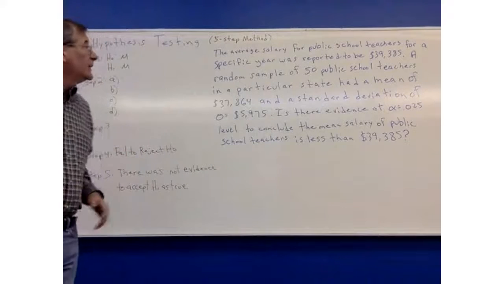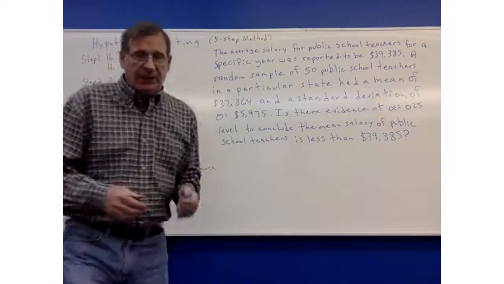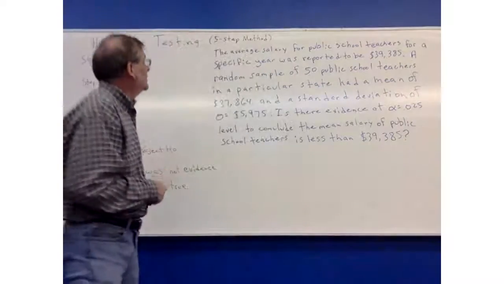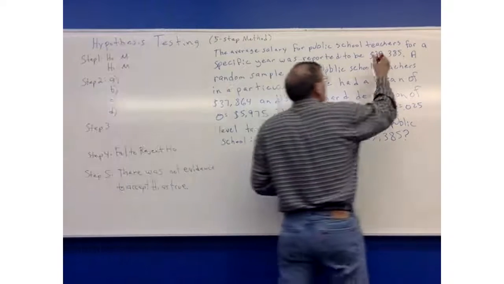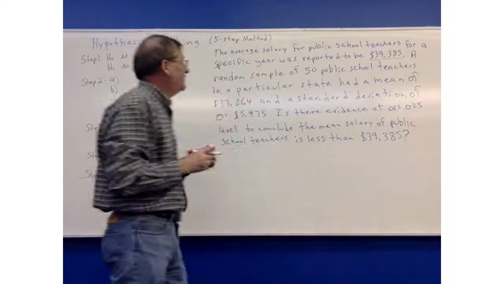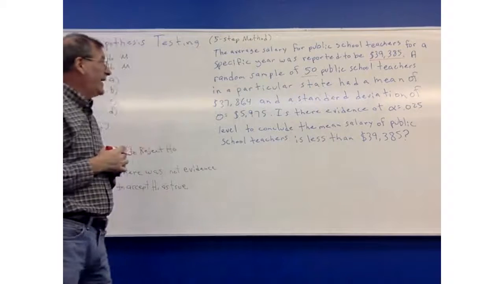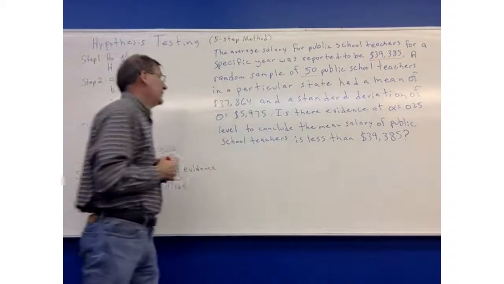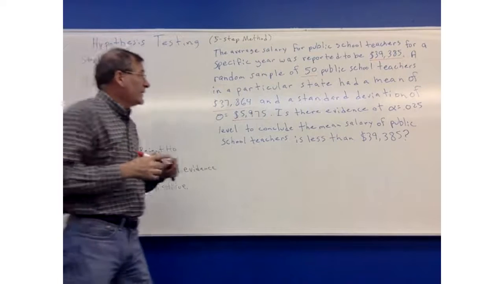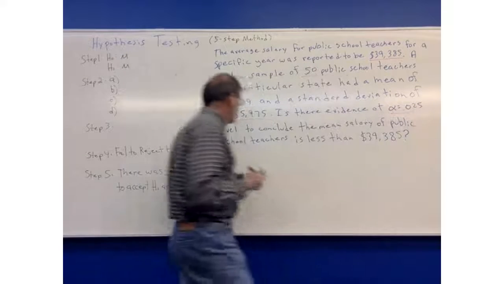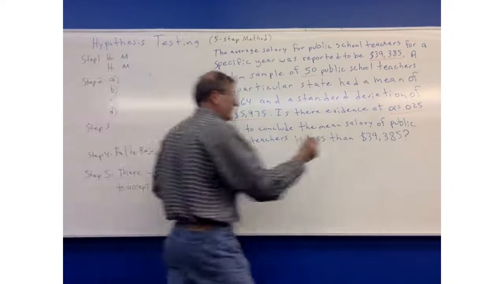Okay, I'm back again. Here we have another problem. The average salary for public school teachers. Okay, I'm going to mark some things up here. The average salary for public school teachers for a specific year was reported to be $39,385. A random sample of 50 school teachers in a particular state had a mean of 37,864 and a standard deviation of 5,975. Is there evidence at alpha 0.025 to conclude the mean salary of public teachers is less than this?